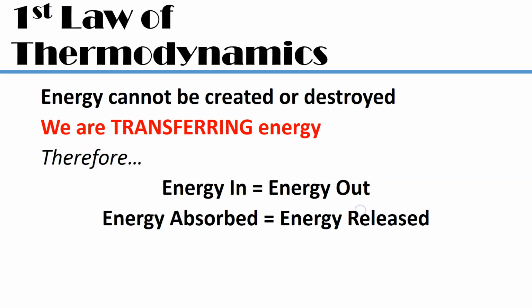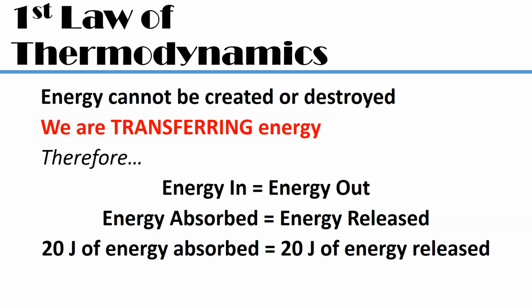So, energy absorbed, energy released is another way of saying it. If one object absorbed 20 joules, that meant the other object had to release 20 joules, right? We're not making new energy here. We're not losing it. We're just moving it from one object to the other.